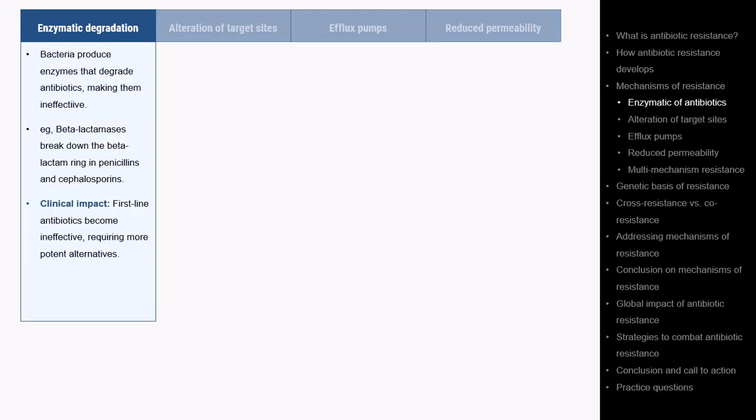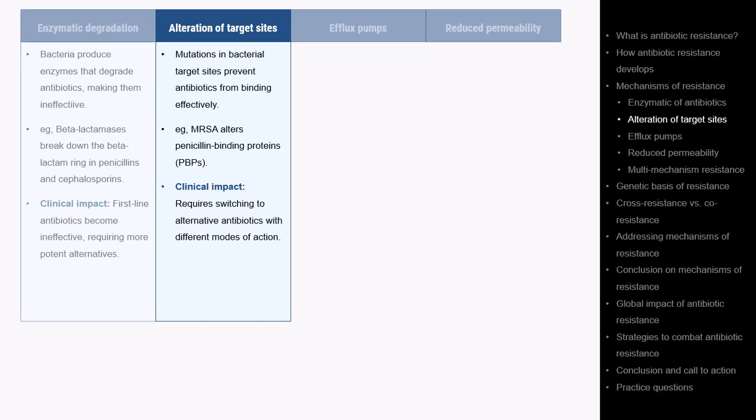First, bacteria can produce enzymes that break down or modify the antibiotic, making it ineffective. One common example is beta-lactamase enzymes, which destroy the beta-lactam ring in antibiotics like penicillins and cephalosporins. This is particularly concerning because beta-lactamase producing bacteria are resistant to a wide range of antibiotics, forcing us to use more potent or toxic alternatives.